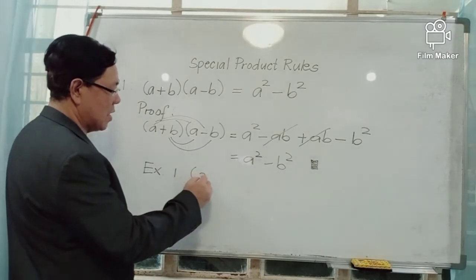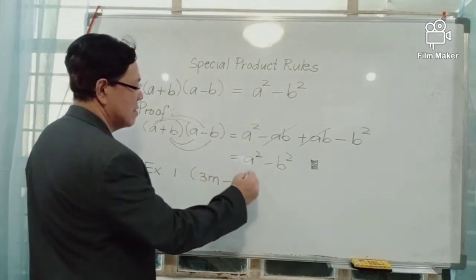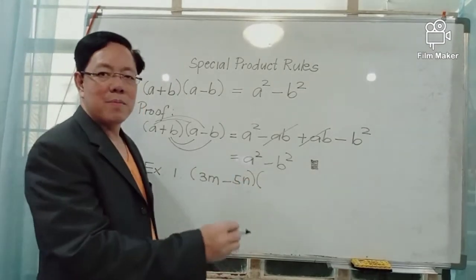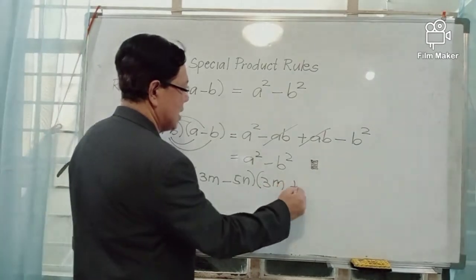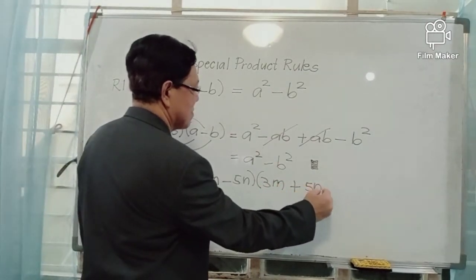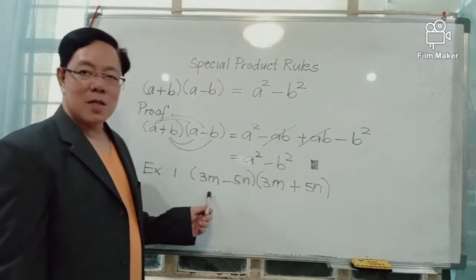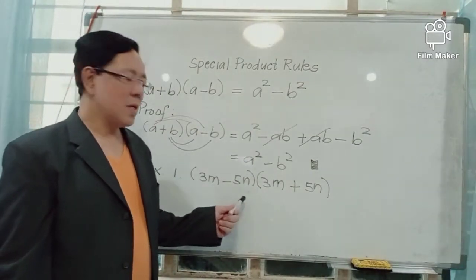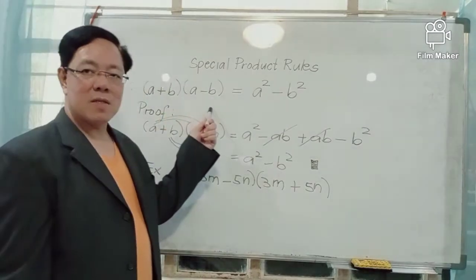We multiply 3m minus 5n by 3m plus 5n. In this given, we have a sum and difference.